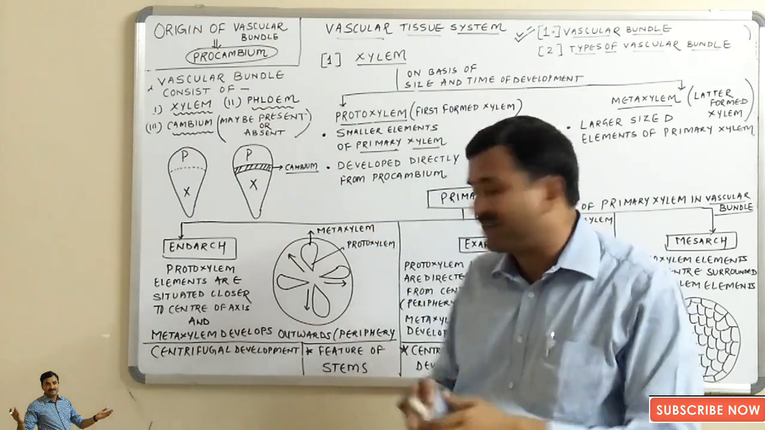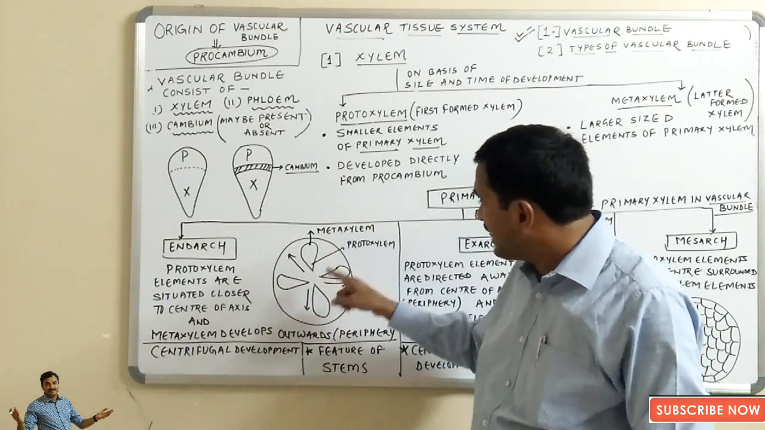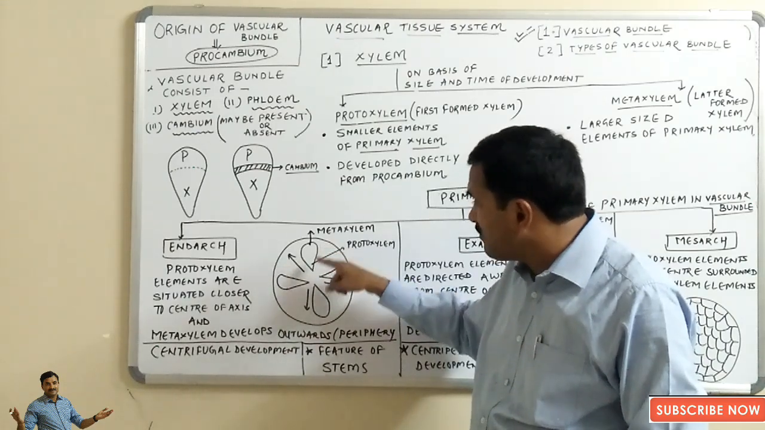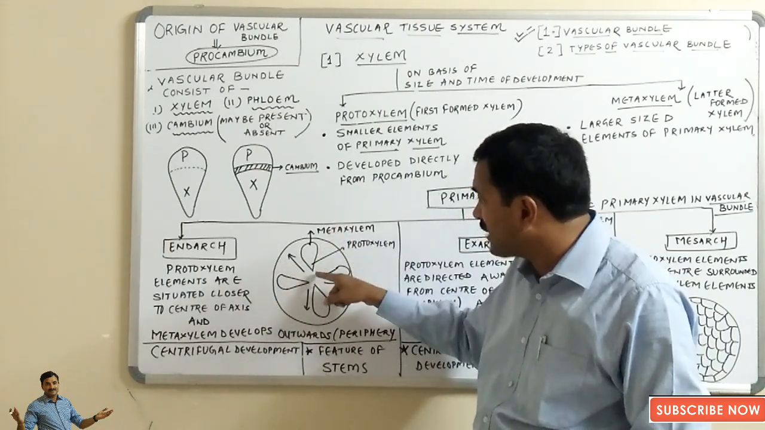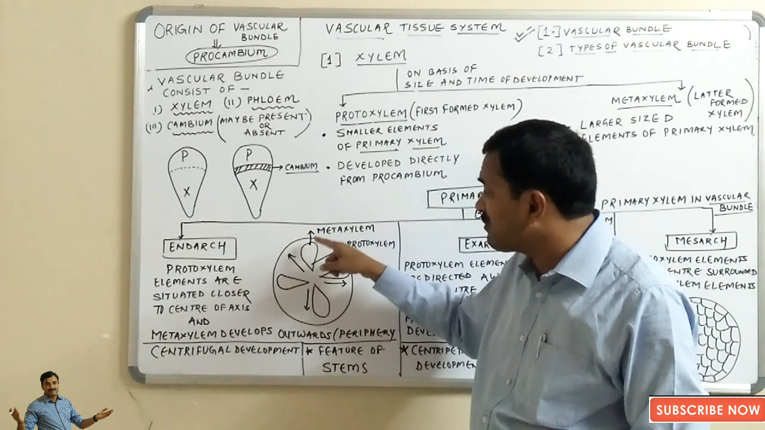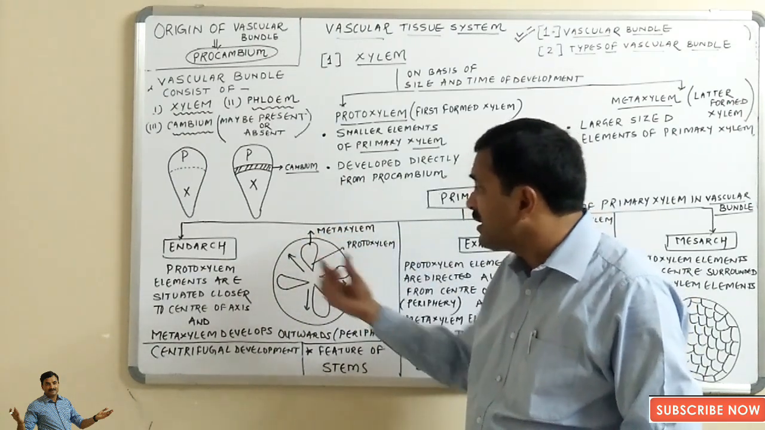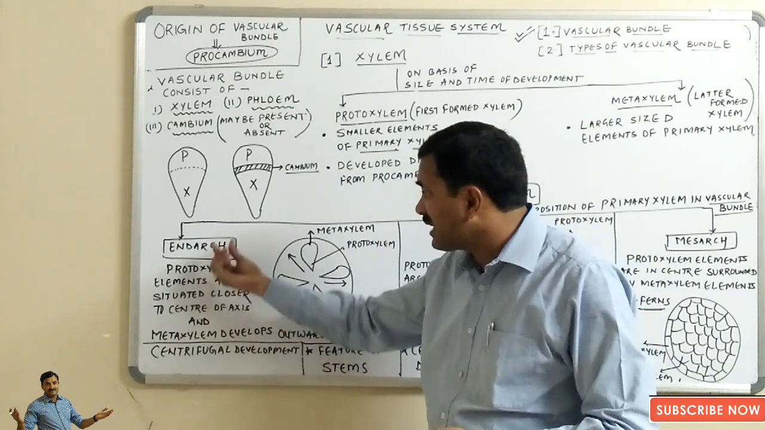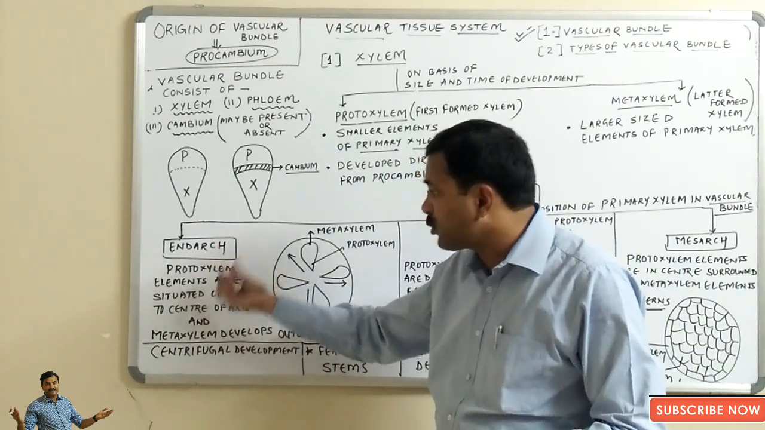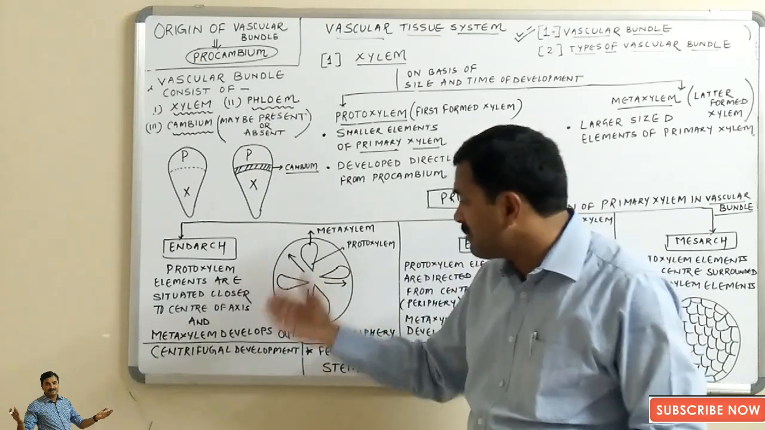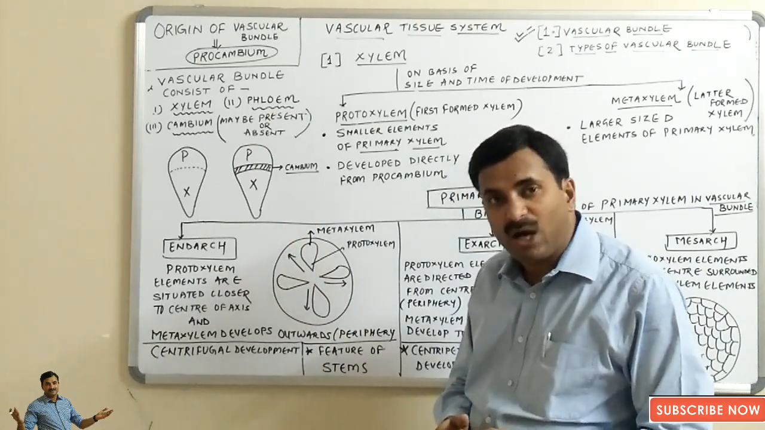Endarch means inside. You can see in the diagram that the protoxylem is facing towards the center of the axis while the metaxylem is present towards the periphery, towards outwards. Okay, so we can say that in the case of the endarch condition, protoxylem elements are facing towards the center of the axis and metaxylem is developing towards the outside.